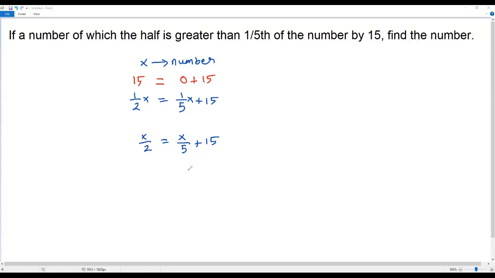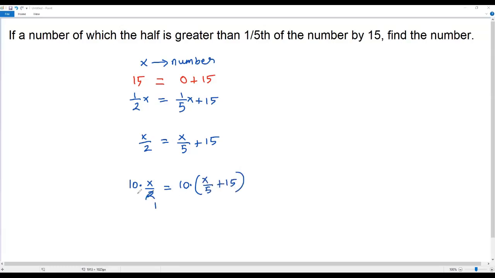Now to solve this simple equation, I have to get rid of the two denominators 2 and 5. The least common multiple of 2 and 5 is 10. When I multiply both sides of the equation by 10, I'll be able to get rid of the denominators. So 10 times x over 2 equals 10 times x over 5 plus 15.